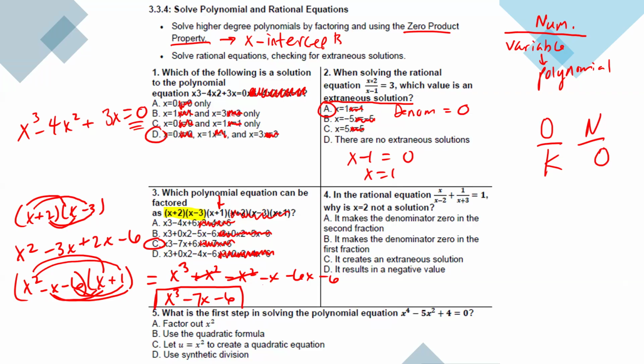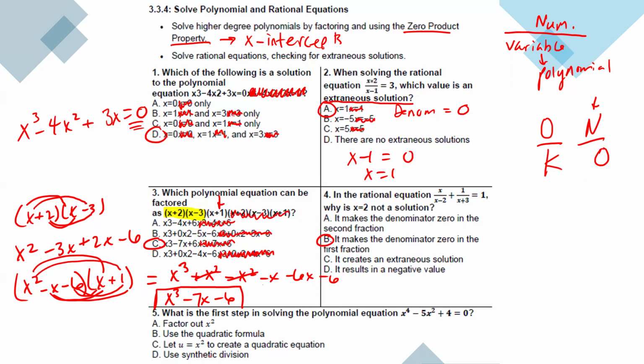All right. Number 4. Why is x equals 2 not a solution? Last one. I let you go. Anybody? Everybody? There we go. It makes the zero denominator in the first fraction. And is that okay? No, it is a no-go for your 0 in the denominator.